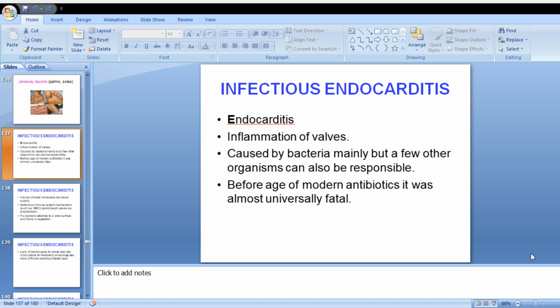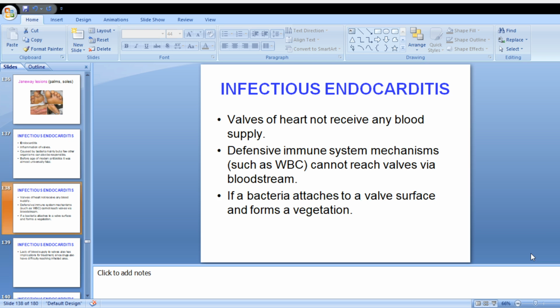In infective endocarditis, there is main damage of the endocardium and valves are mainly involved. Most of the cases are due to bacterial infection, and a few years back this disease was almost universally fatal, but as we come under the modern antibiotic era, due to antibiotic treatment, mortality reduced.